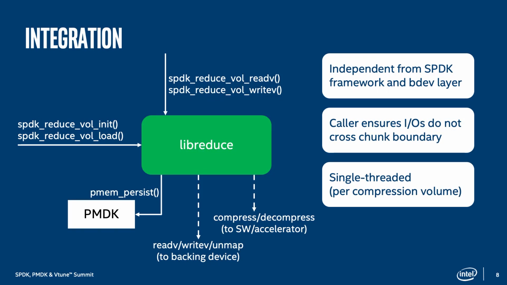Once that's set up, then we can do normal readv, writev operations to the top end of the libreduce. And based on those operations, we'll get several different operations coming out of the libreduce volume. One of them is pmem persist. If you've been at any of the PMDK talks, you know that once everything's mapped, you just do loads and stores to it directly. There's no extra API you need there. But pmem persist is really important because when we talk about the metadata, we have to make sure that data is persisted in a very specific order. So we'll make calls out to pmem persist to make sure that happens.